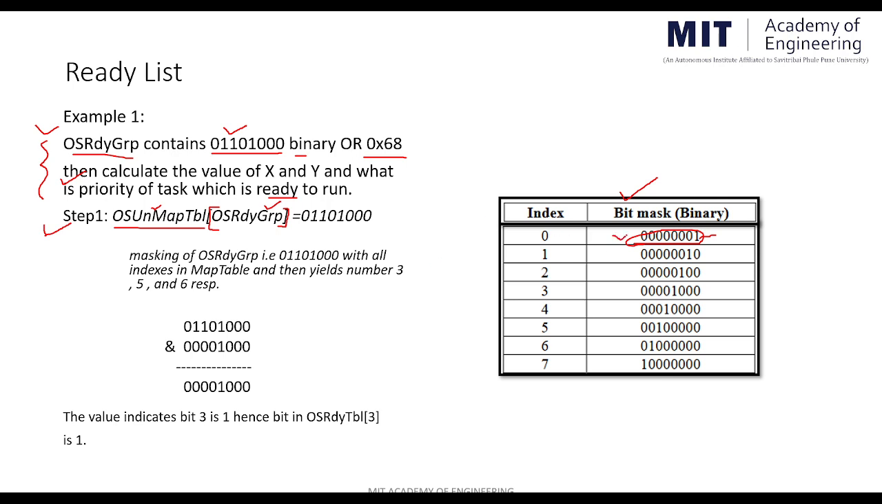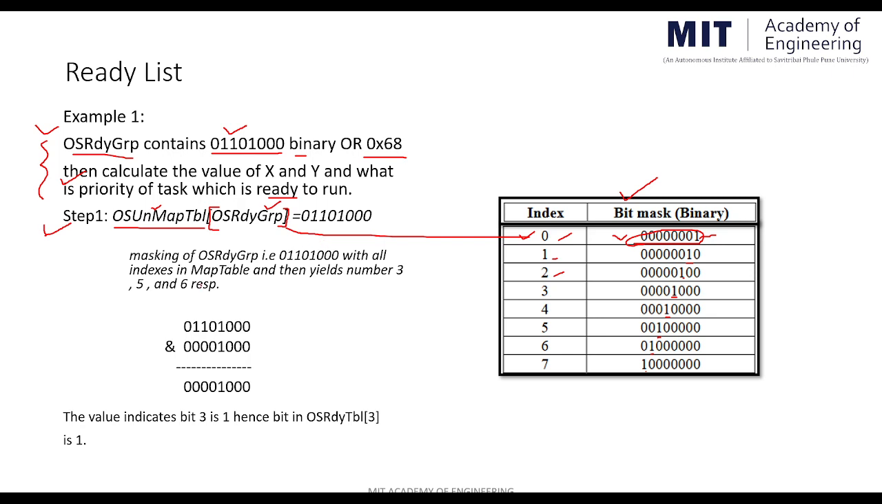So this is the mask table. 00000001 indicates index 0. 00000010 indicates index 1. 00000100 indicates index 2. Similarly, this is index 3, this is index 4, this is index 5, this is index 6, and this is index 7. So each and every bit from the bit mask value indicates the index value of the OS_RDY_GRP.